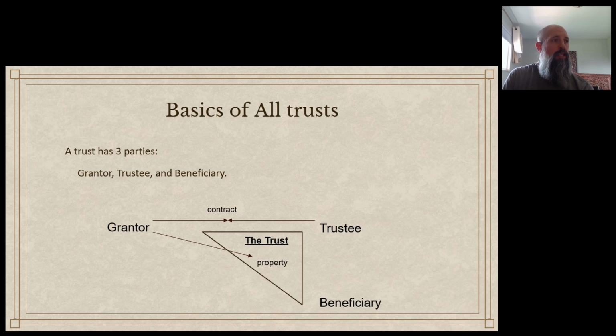Okay, let's go back to the basics. Again, you've got a contract, right? And you've got three parties. You always have three parties. They're always the grantor, the trustee, and the beneficiary.